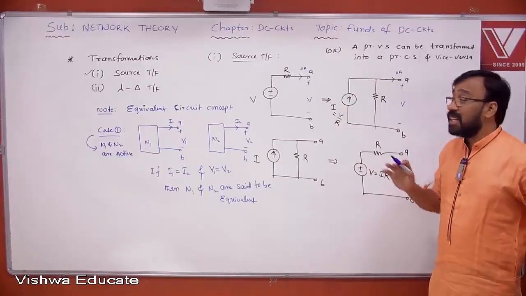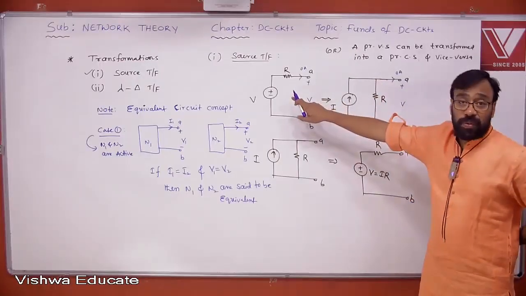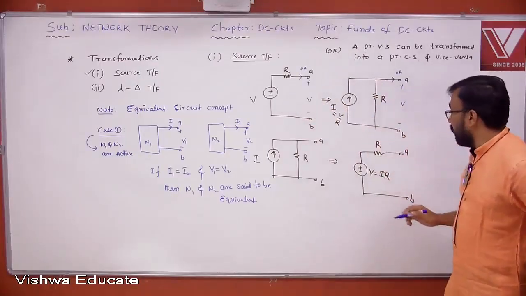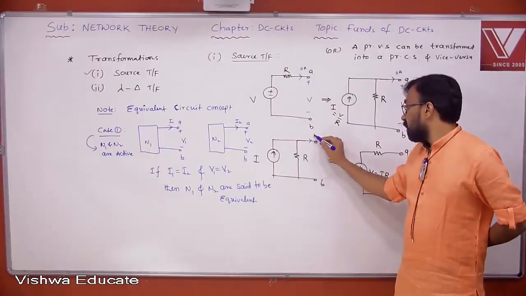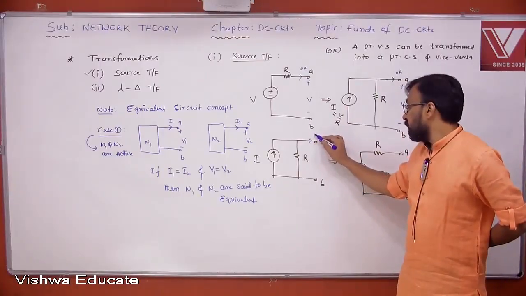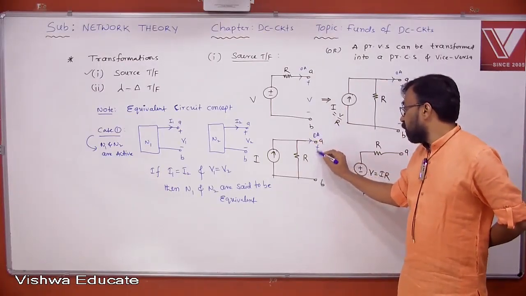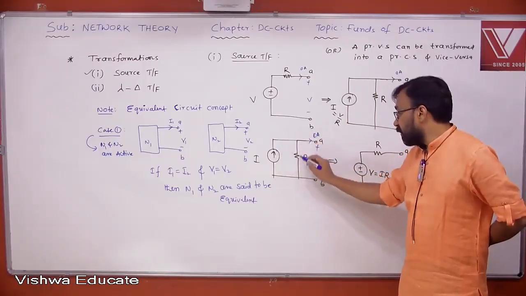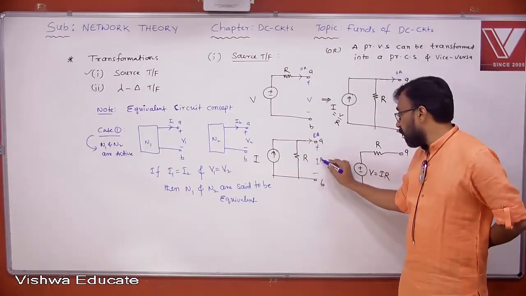In order to construct the equivalent of the given network. That's it. Similarly, here also, what is the current? 0. Here, 0 ampere is flowing. What is the voltage? The entire current is passing here. Definitely, I can say I into R.